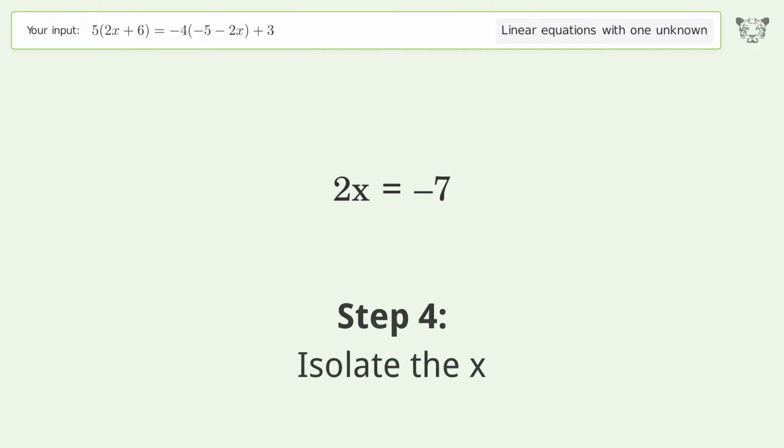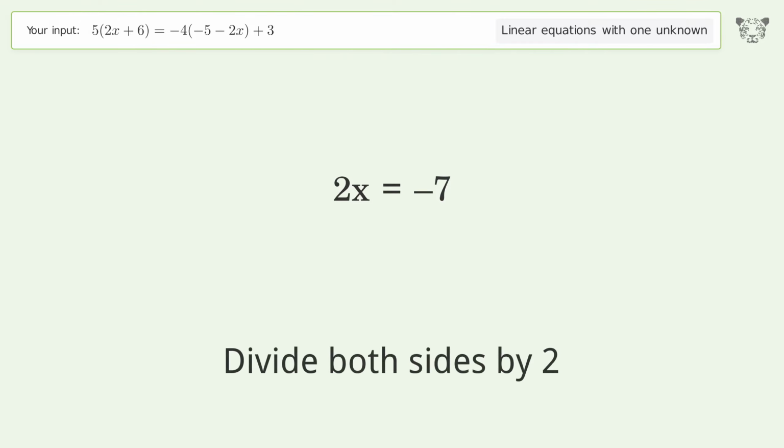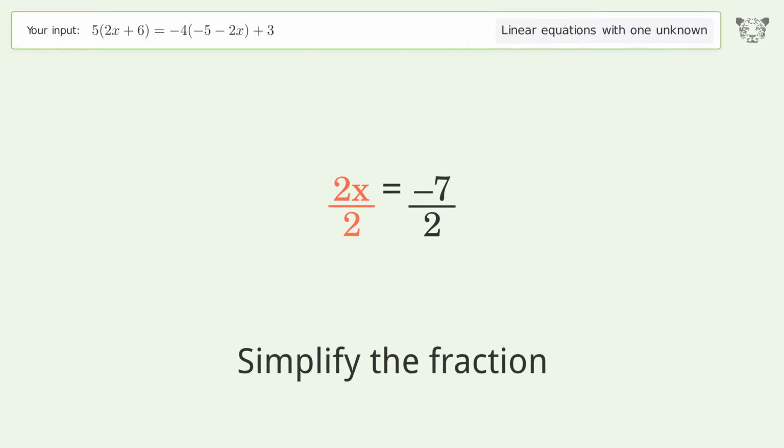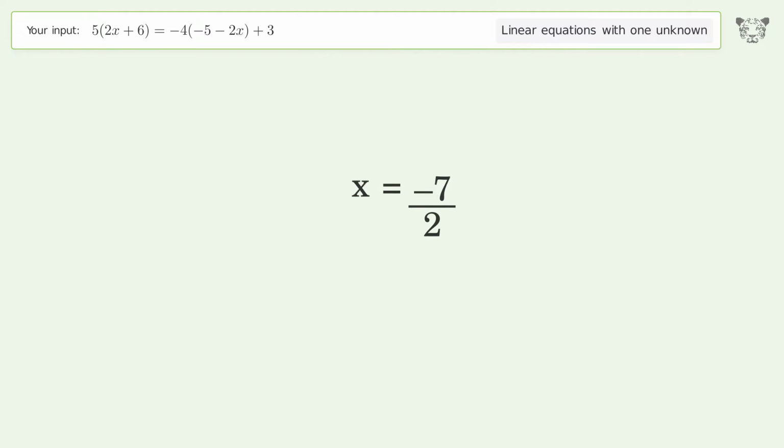Isolate the x. Divide both sides by 2. Simplify the fraction. And so the final result is x equals -7/2.